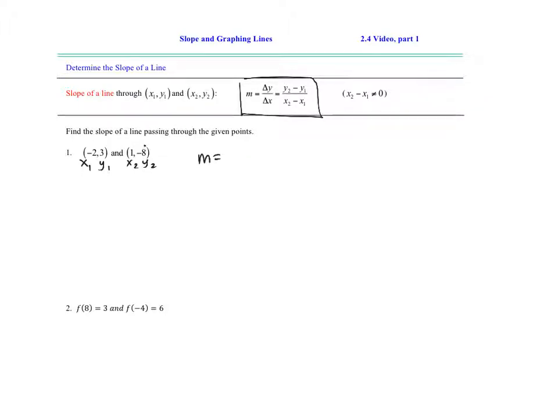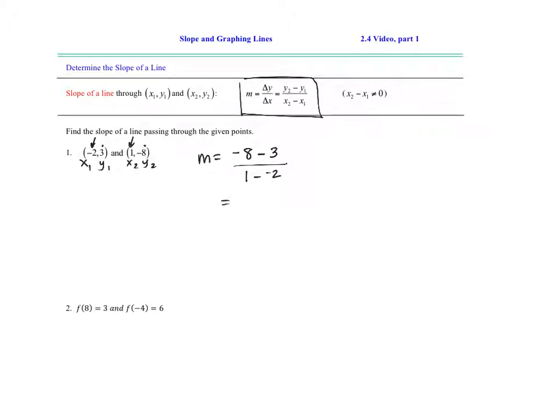So we look at where we got to for y, which is -8, minus where we started, -3. And then we do the same thing for x. Where we got to for x, which is 1, minus where we started, which is -2.